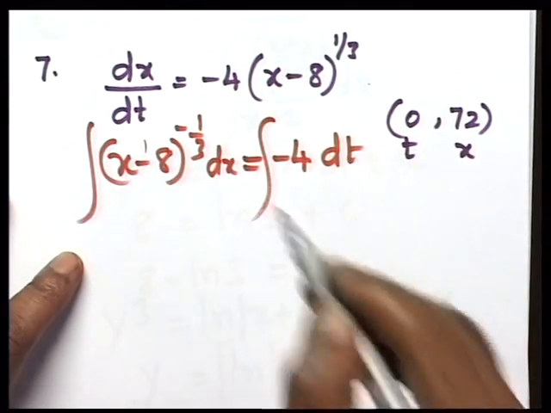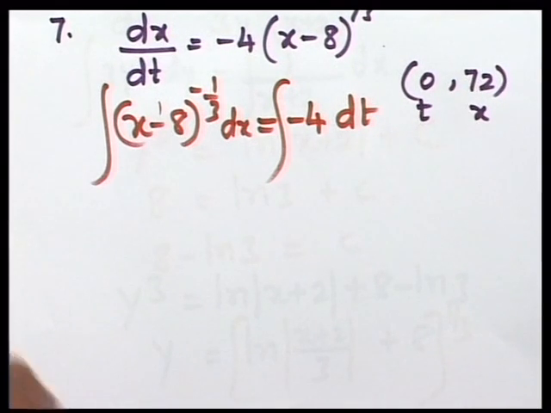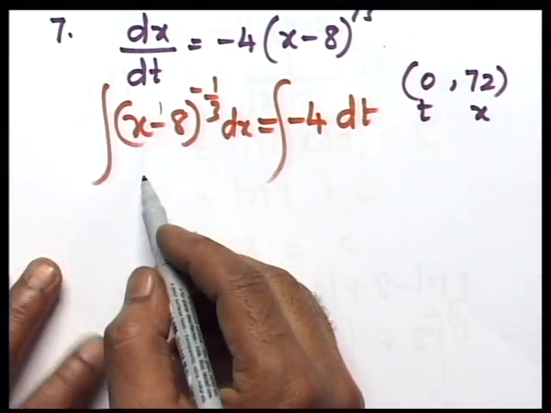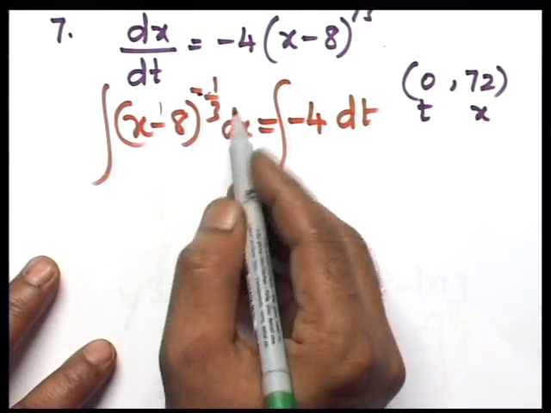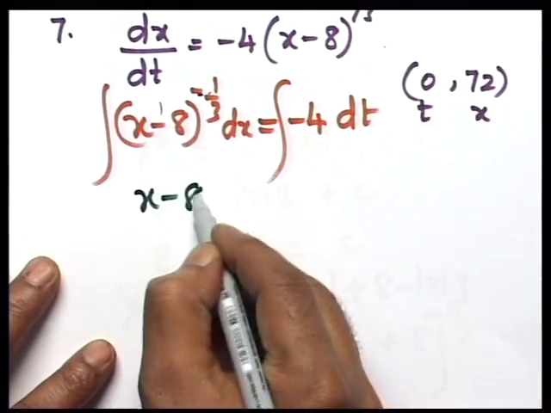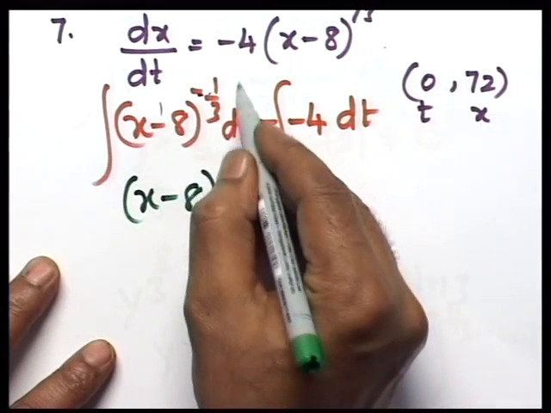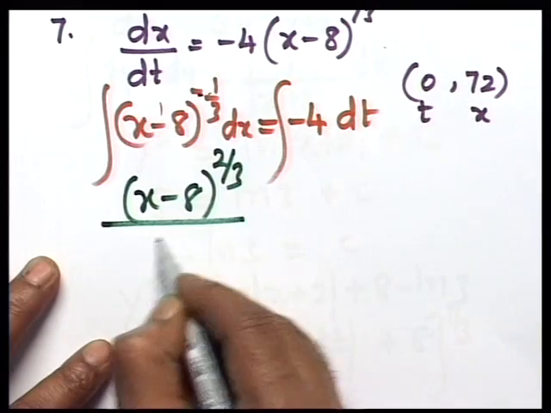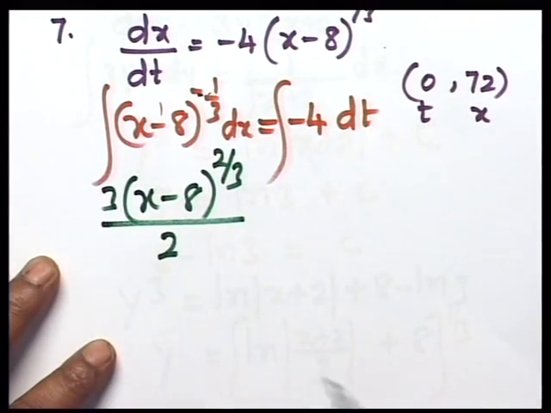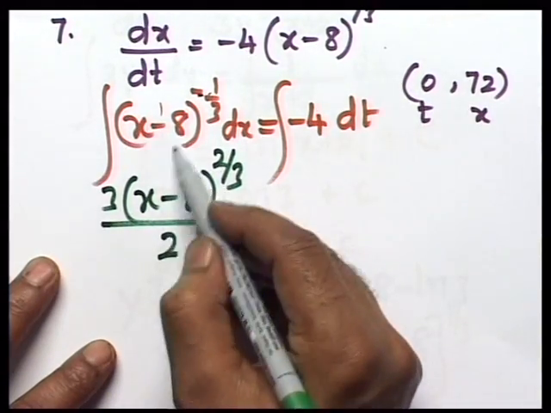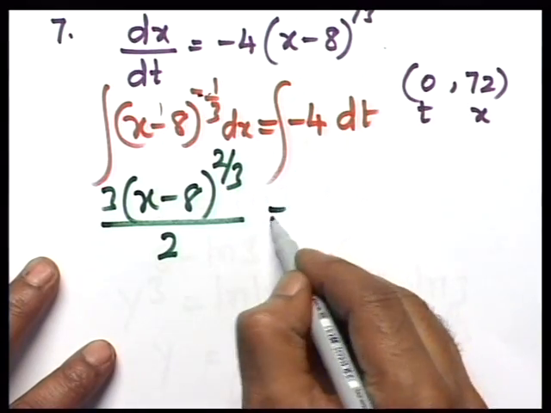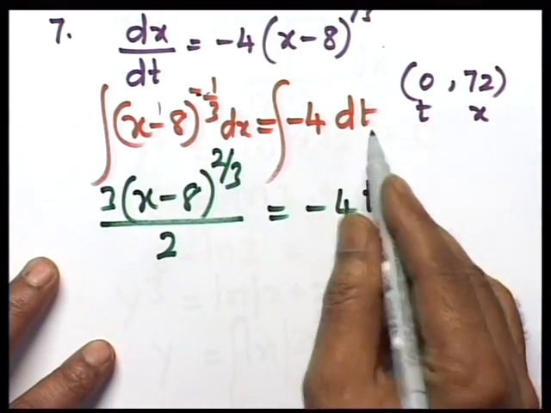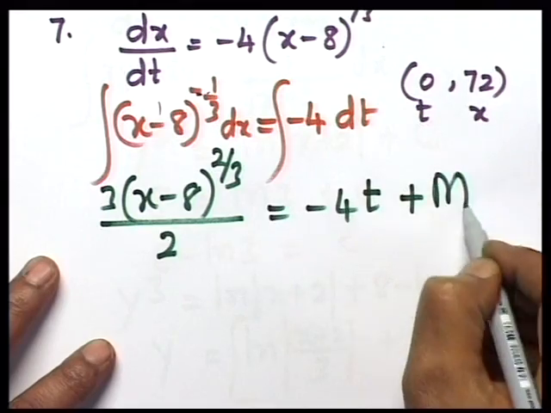Integration. Okay, you are good now. You can do it. You have done so many sums. That's minus 1/3 plus 1. So x minus 8 to the power, plus 1 is, that's 2/3, right? Divided by 2/3, so it's a 2 and a 3 on top. Reverse of the chain rule, we don't have any. Equals minus 4t plus, call it m this time.